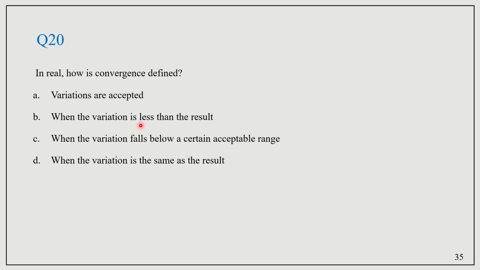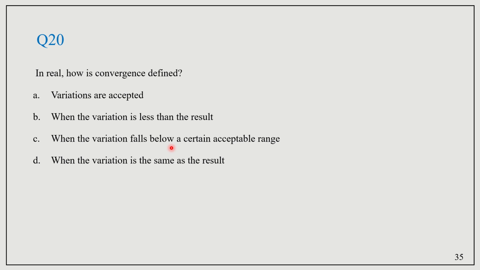The result should not match; variation should not be compared with the result, first of all. So option B is false. Option C, when variation falls below a certain acceptable range, this is true because, as I mentioned, it is less than 10 to the power minus 6 or 10 to the power minus 7, so we are giving some range. When variation falls below a certain acceptable range, we say it is convergence.